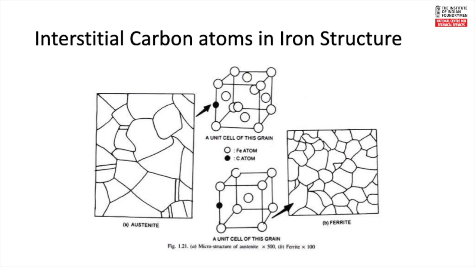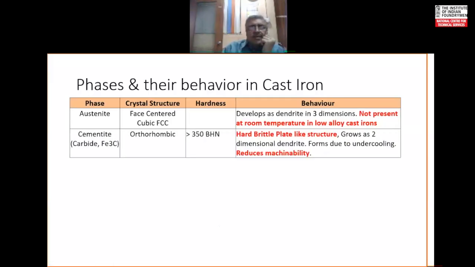It is able to fill the gap because the diameter of the carbon atom is much smaller than that of iron. The rule says that for getting an interstitial solid solution, the solute atom has to have a diameter at least 40% less than the solvent atom. In this case, iron is the solvent. Now, what is the significance of this?